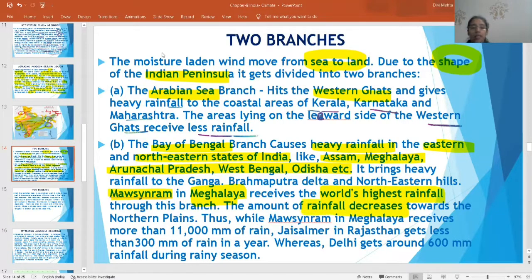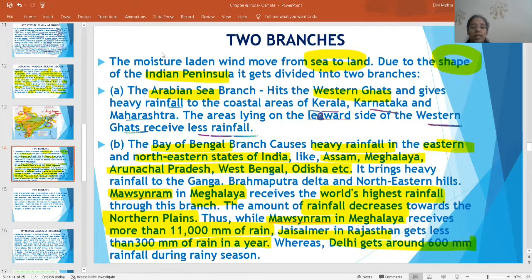As we reach the northern part, the amount of rainfall decreases. Less rainfall comes in the northern plains. Mawsynram in Meghalaya, more than 11,000 mm of rain comes here. Mm means millimeter. If I talk about Jaisalmer in Rajasthan, they get less than 300 millimeters of rainfall in a year. Very little rainfall. Sometimes in Rajasthan, no rainfall at all. So less than 300 millimeters of rainfall in a year in Jaisalmer, Rajasthan.